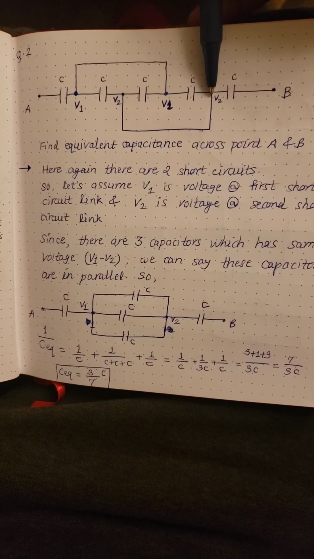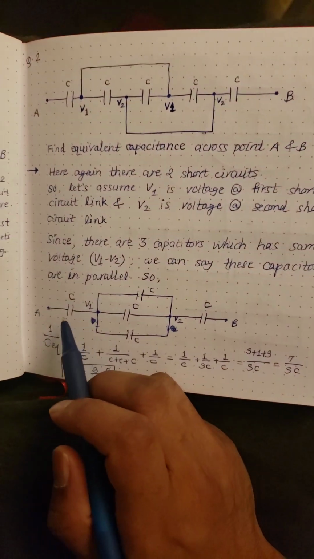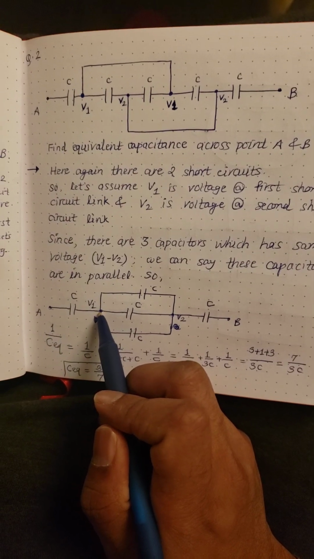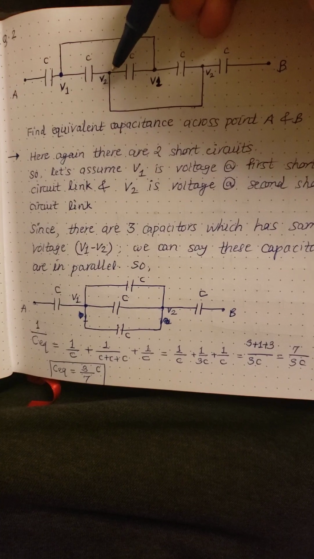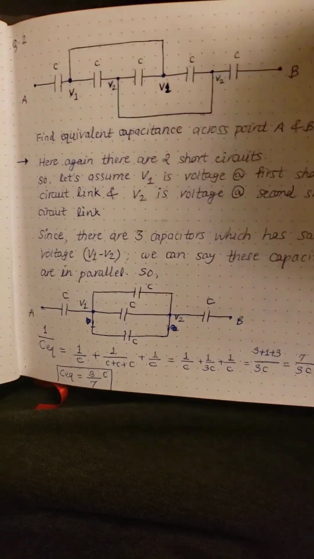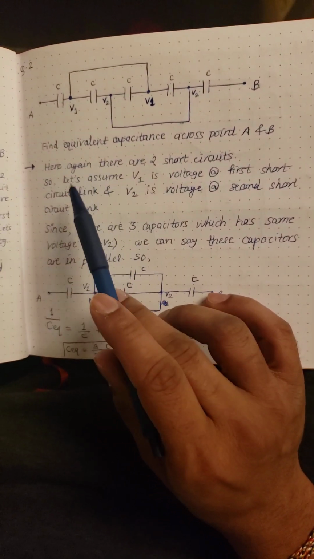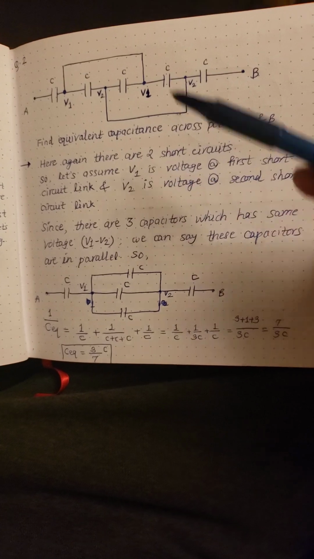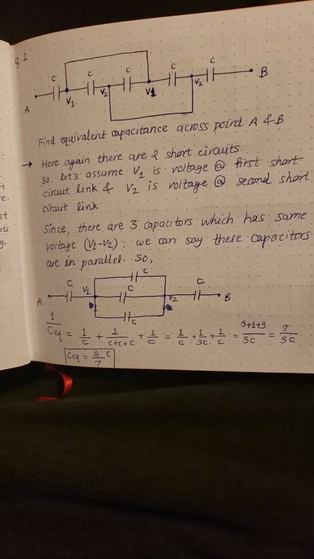If we redraw this circuit, let's start from point A. Point A, then we have capacitance C, then V1. V1 to V2, how many capacitances are there? There are 2 short circuits as explained. Let's assume V1 is the voltage at the first short circuit and V2 is the voltage at the second short circuit.